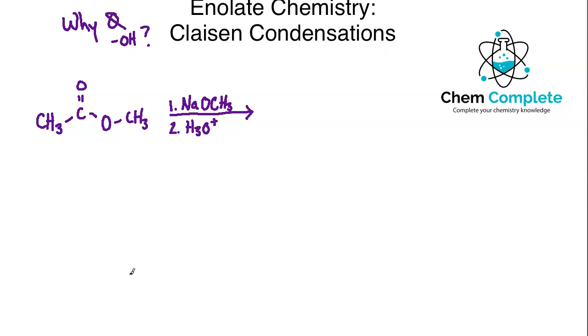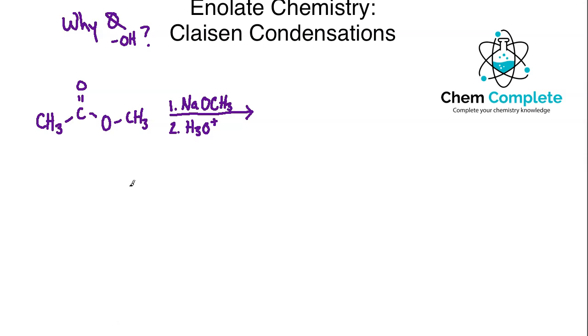Okay, so let's start. The way I want to break this down, we're going to start with a self-Claisen. Then we can take a look at a mixed Claisen if we would like. And then in a separate lecture, the one I do after this, we will look at an intramolecular Claisen, which is also known as the Dieckmann reaction. So let's start with self right now.